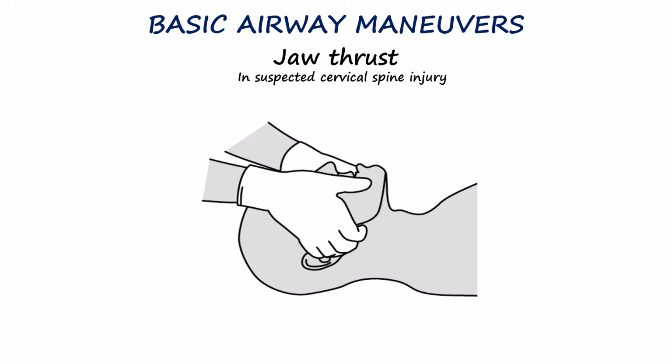In such cases, the jaw thrust maneuver is the preferred method. To perform this maneuver, the rescuer places their fingers behind the angles of the mandible on both sides of the face and then pushes the jaw forward. At the same time, the thumbs can be used to gently lift the chin if needed. This forward movement of the mandible lifts the tongue and epiglottis away from the back of the throat, opening the airway without moving the cervical spine.